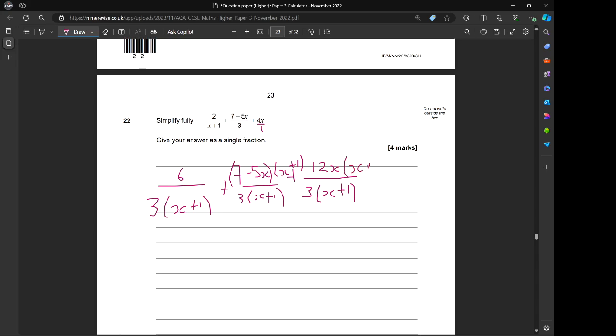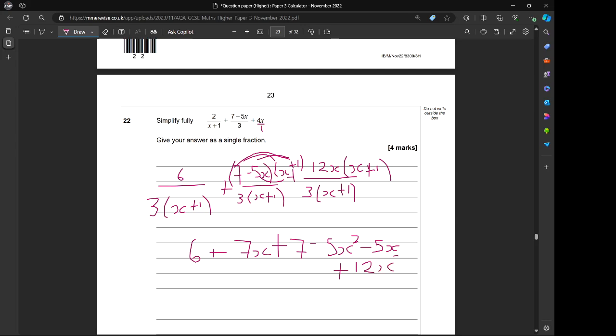I'm now going to expand the brackets on my numerator. We've got 6 plus 7 times x, that's 7x, 7 times plus 1 is plus 7, minus 5x times x makes minus 5x squared, and minus 5x times positive 1 is minus 5x. And then I've got 12x squared plus 12x. That will be my numerator.